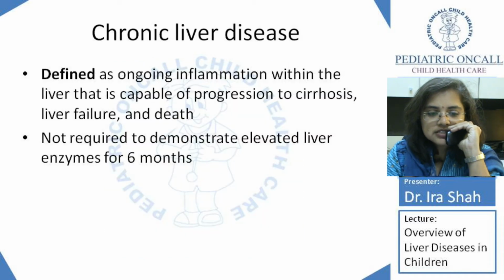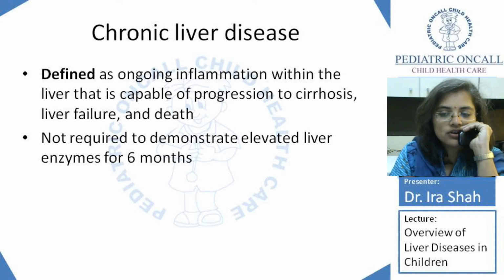Chronic liver disease, we earlier used to state that any patient who has elevated liver enzymes for more than 6 months we label as chronic liver disease. No longer true. Anyone who has a liver disease that is capable of going to cirrhosis, liver failure or death is considered as chronic liver disease. So you may get a Wilson's who may suddenly come to you with just acute hepatitis, but there is an underlying liver damage that is going on, then you label them as chronic liver disease.